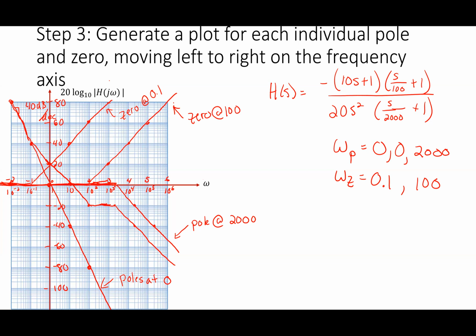When I reach 10 to the minus 1, at that point I reach a 0. Maybe this is the way to think about this: I'm going to break the frequency range up. For omega less than 10 to the minus 1, then from 10 to the minus 1 to, where's the next one? At 100. And then from 100 to 2000.